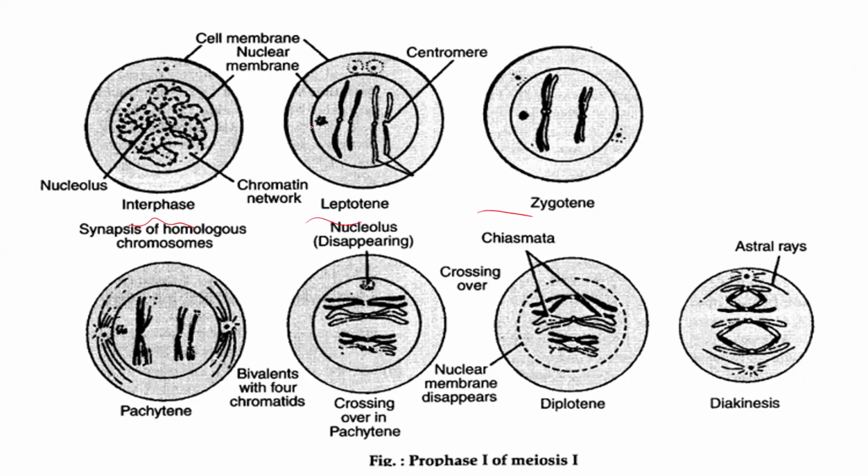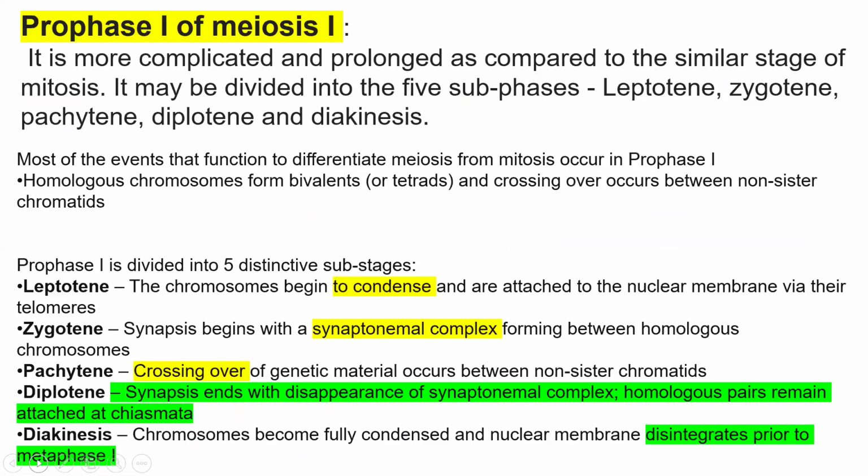Leptotene, Zygotene, which I'm going to explain to you. Leptotene stage, Zygotene stage, Pachytene stage, crossing over in Pachytene, bivalent with four chromatids, nuclear membrane disappears in Diplotene stage, chiasmata, crossing over, terminalization in Diakinesis. I'm going to explain now. So prophase 1 of meiosis 1 is more complicated and prolonged as compared to the similar stage of mitosis. It consists of 5 stages: leptotene, zygotene, pachytene, diplotene, diakinesis. Homologous chromosomes form bivalent tetrads and crossing over occurs between non-sister chromatids.